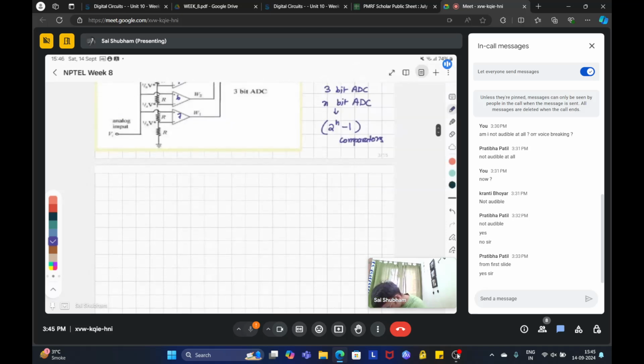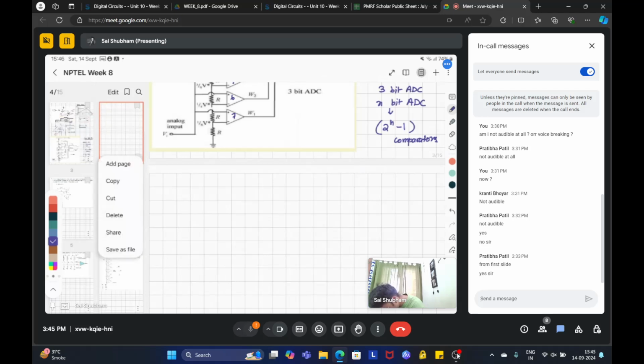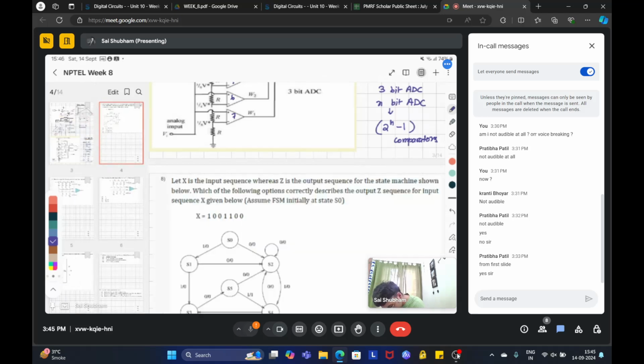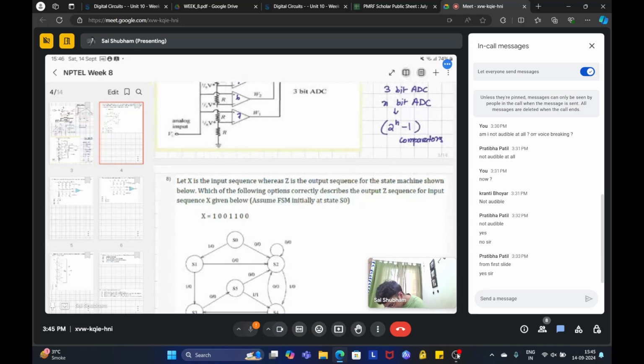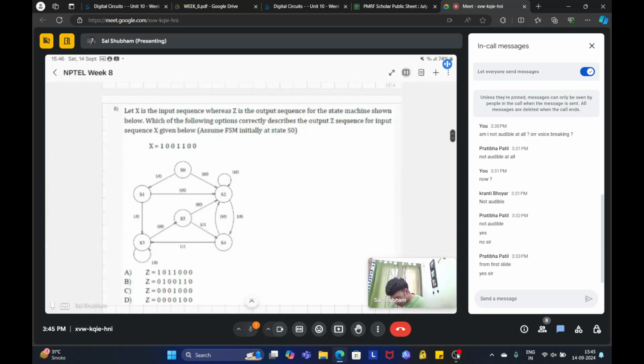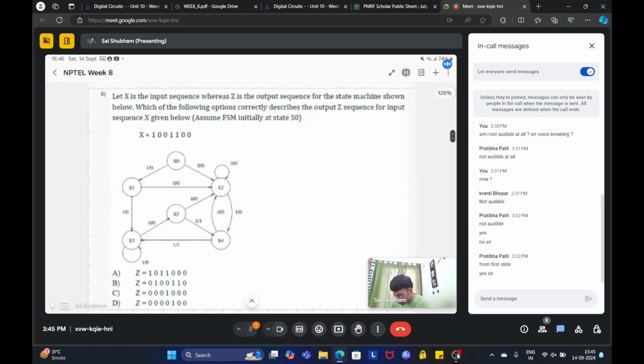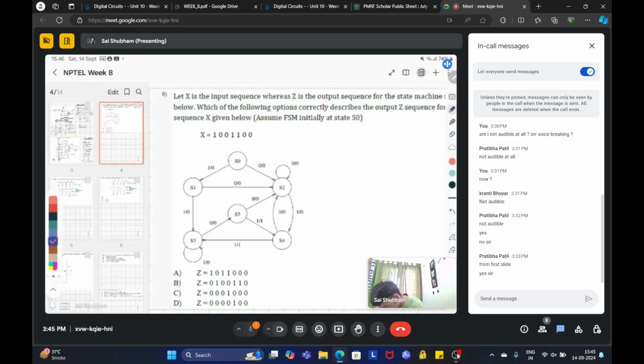So let's move on to the next question. This is the question. Let X be the input sequence and Z the output sequence for the state machine shown below. Which of the following options correctly describes the output Z sequence for the input sequence X given below? I will give you some time to think, about 5 minutes, to solve this question.